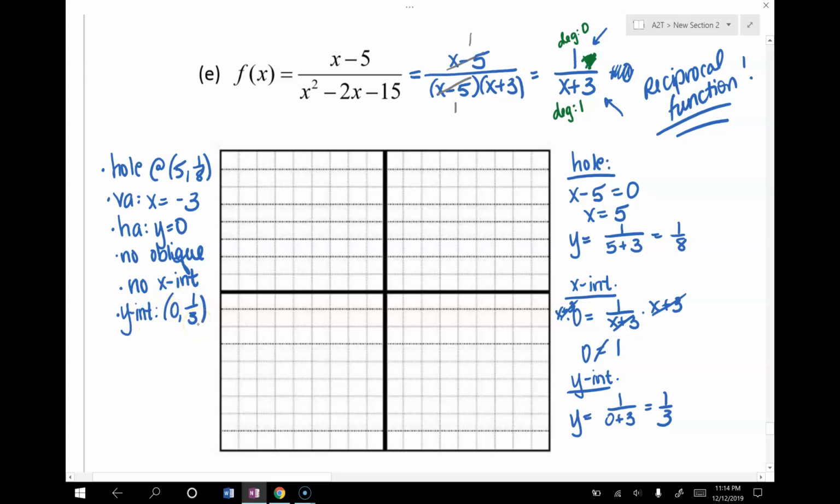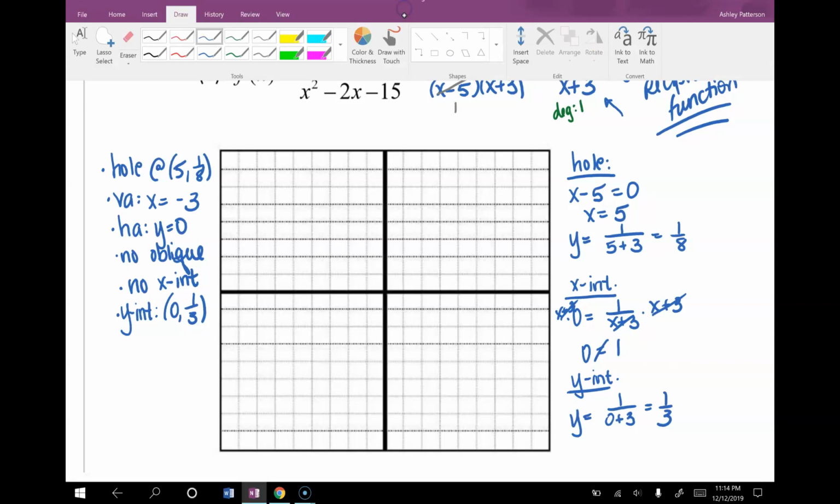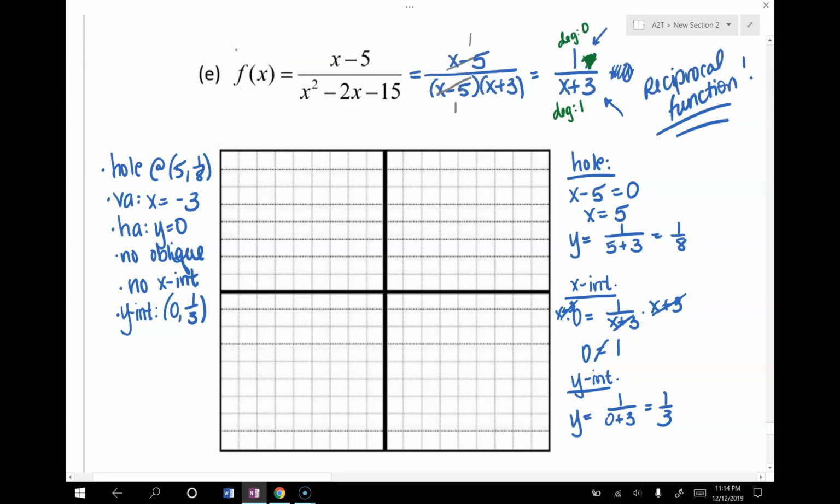Nice, you guys. Okay, let's go ahead and sketch these characteristics. x equals -3, and then we'll do the transformation chart so we can get some practice with that as well. y equals 0 is that horizontal asymptote. No x-intercept, but (0, 1/3) happens to be our y-intercept. And don't forget about the hole. So we've got 1, 2, 3, 4, 5, and then 1/8, really teeny tiny. Okay.